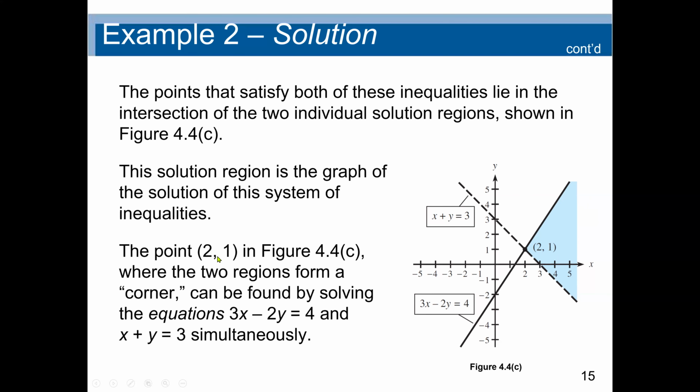So we take 2 and 1, where the two regions form a corner, which can be found by solving the equations.